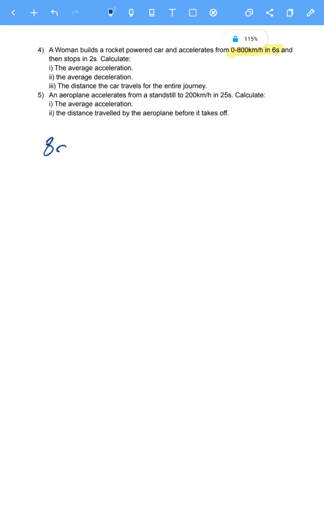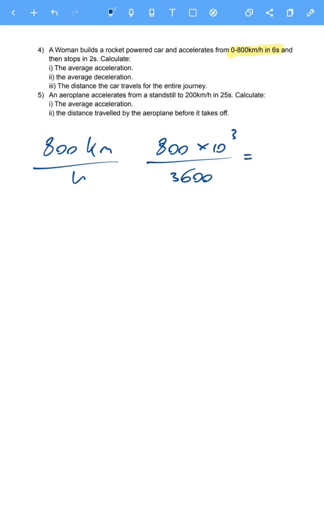So if we've got 800 kilometers per hour, all we need to do is change that into meters and seconds. So 800 kilometers is 800,000, or times 10 to the power of 3, divided by the amount of seconds in 1 hour. The amount of seconds in 1 hour is 60 seconds times 60 minutes. So 60 times 60 is indeed 3,600 seconds. So the speed in meters per second will be 222.2 meters per second.